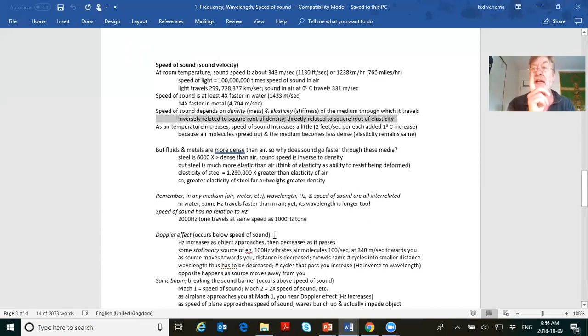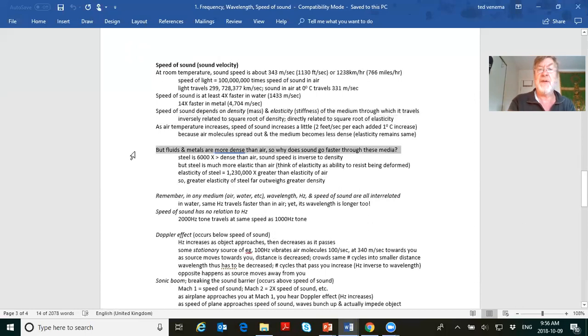Now remember, in any one medium, all frequencies travel the same speed. So in air, all frequencies travel the same speed. In water, all frequencies travel faster, but they all travel the same speed. In metal, all frequencies travel even faster yet, but they all travel the same speed. The more dense something is, the slower sound is. The more stiff something is, the faster sound travels.